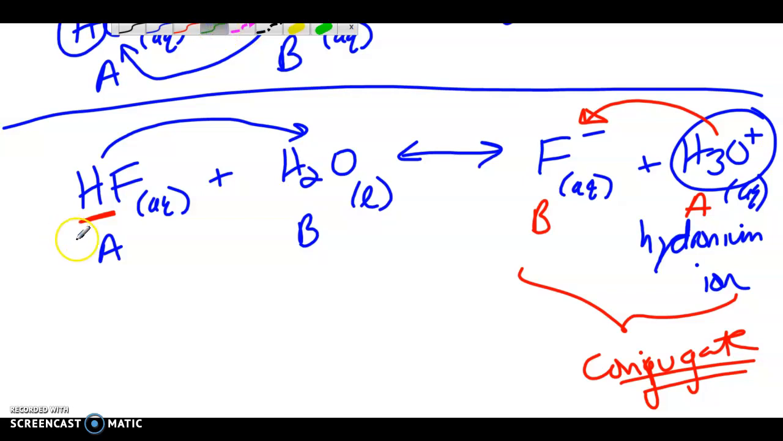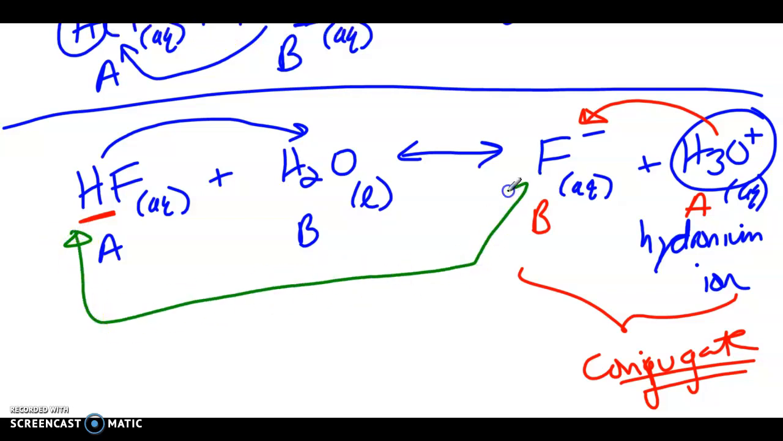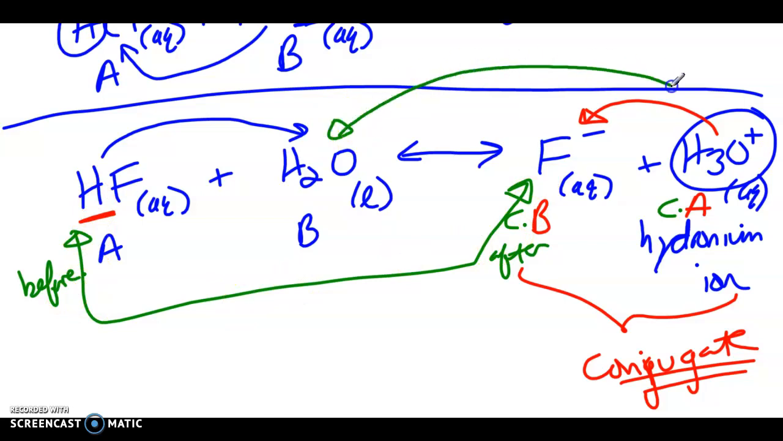So I'll give you an example. HF would be paired with F-. So this is like before the reaction. This is after the forward reaction happens. So technically fluorine would be like a conjugate base. Hydronium is a conjugate acid. But the pairing would be HF and F-. The other matchup that would happen is before and after with water. So we have H2O and H3O+, which would be another conjugate acid-base pair.